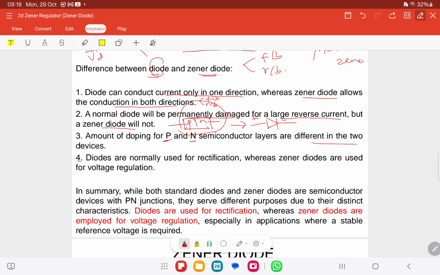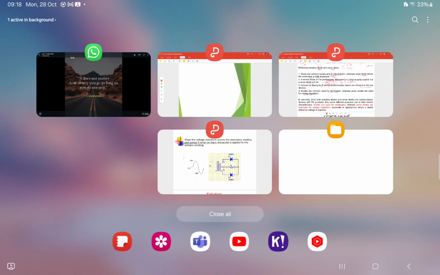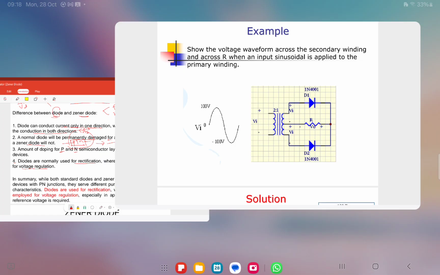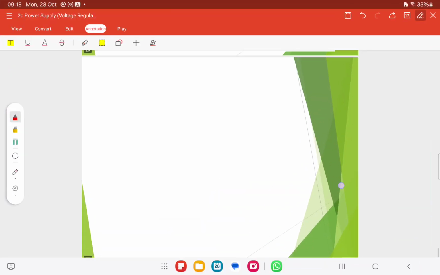Point number 4: diodes are normally used for rectification, in the rectifier earlier, whereas a Zener diode is used for voltage regulation. Voltage regulation, like last time, in the power supply, before it goes to the DC output. Where is the picture? Oh, not that. This one.